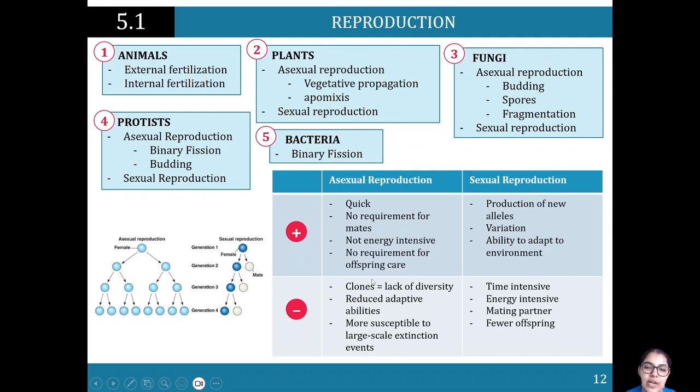Disadvantages of asexual reproduction are that, firstly, because it leads to the production of clones, there is a lack of diversity. It also leads to reduced adaptive abilities, and individuals are more susceptible to large-scale extinction events because of that lack of variation. The disadvantages of sexual reproduction are that it is time intensive, it is energy intensive, it does require mating, and it also leads to fewer offspring. So it's kind of like the opposite of the advantages of asexual reproduction.